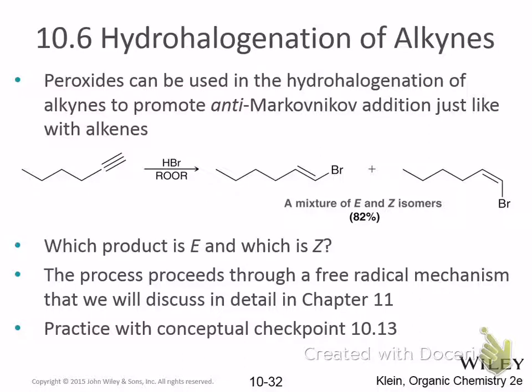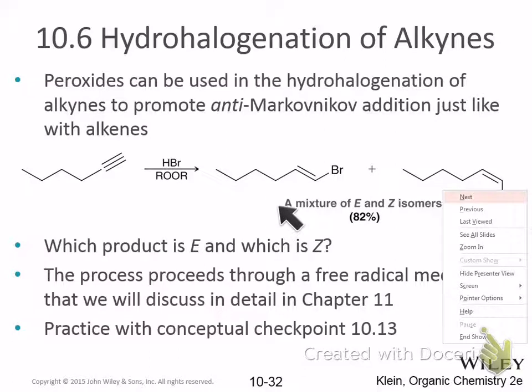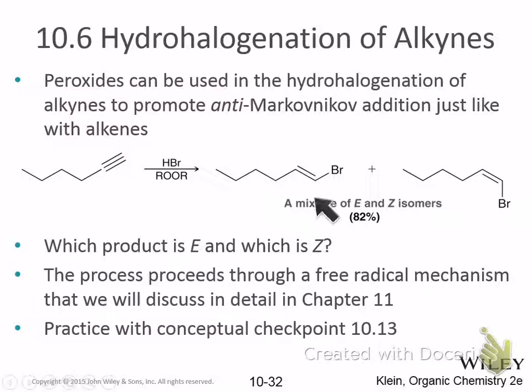Peroxides do the same thing. So you can get anti-Markovnikov behavior with peroxides, just like you can with alkenes. But because it's a double bond, you get a mixture of E and Z isomers, because it could be cis or trans, if you want to think of it like that. Okay. Which one's E? This group and this group are high priority, and this is Z. The high priorities are on the same side. Okay.